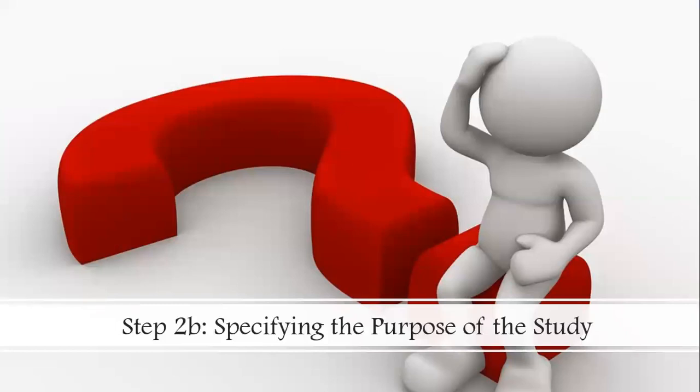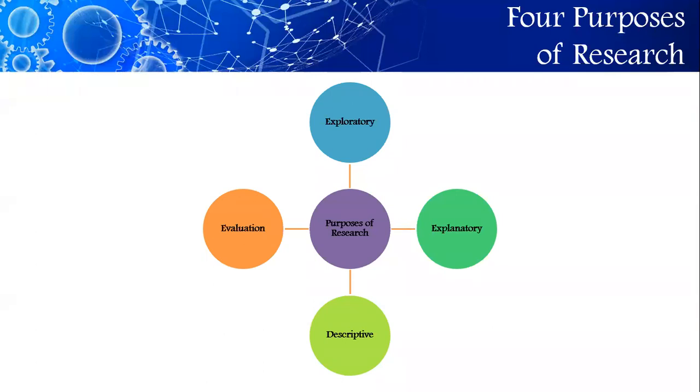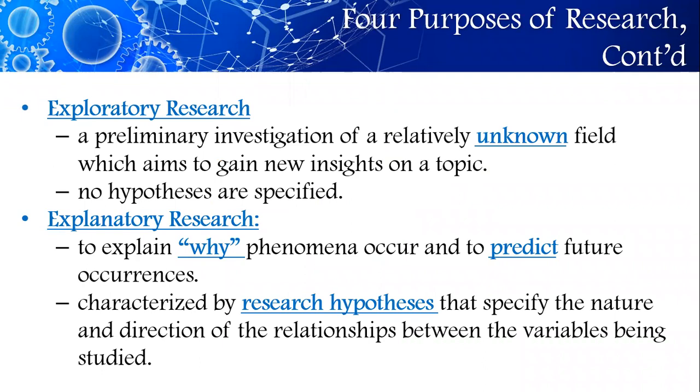So now let's talk about step 2B, which involves specifying the purpose of the study. There are 4 purposes of research that are mentioned in your text, and they include exploratory, explanatory, descriptive, and evaluation. So exploratory research is a preliminary investigation of a relatively unknown field, which aims to gain new insights on a topic. Typically when we refer to our research as exploratory, we're exploring a brand new topic where very little research has already been done in this particular area.